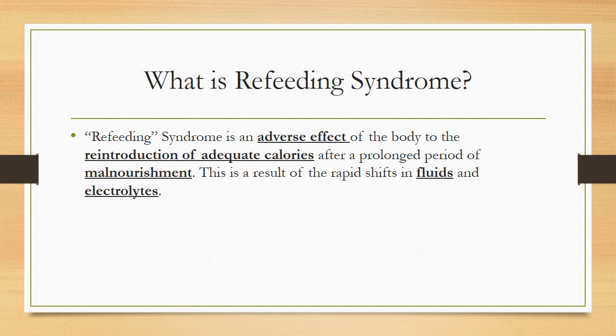So, what is refeeding syndrome? Refeeding syndrome is an adverse effect of the body to the reintroduction of adequate calories after prolonged periods of malnourishment. This is a result of rapid shift in fluids and electrolytes. So what that means is, when somebody has been starving for a long time, if we refeed them too quickly, they'll have this fluid and electrolyte shift, and this can cause serious complications. So I will go on to talk about the mechanism behind this.